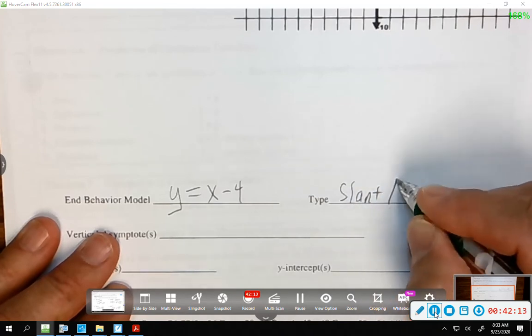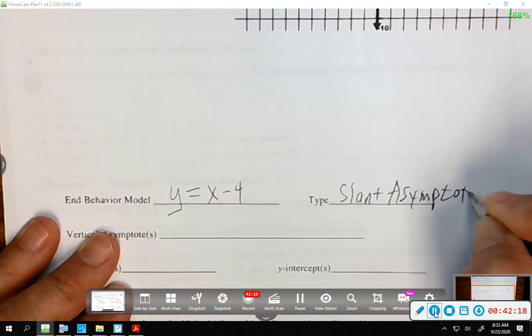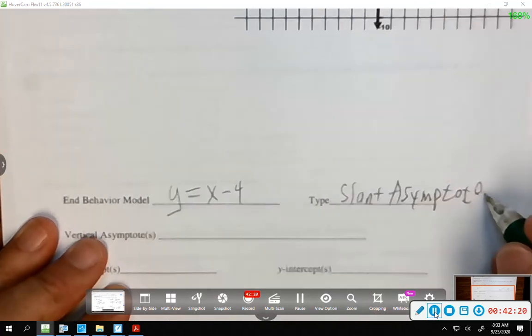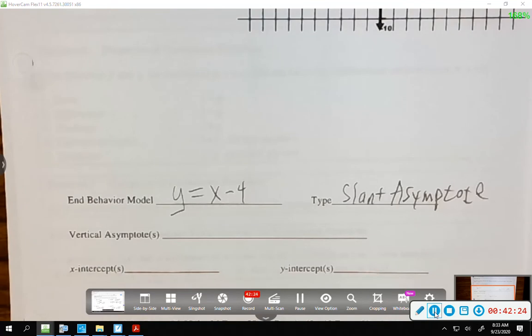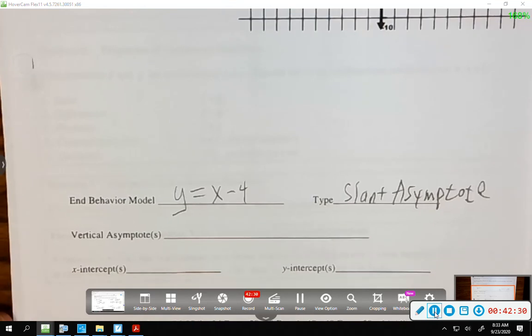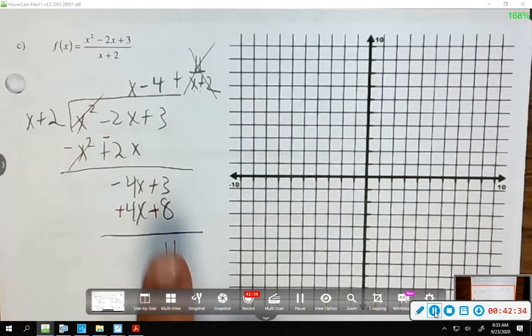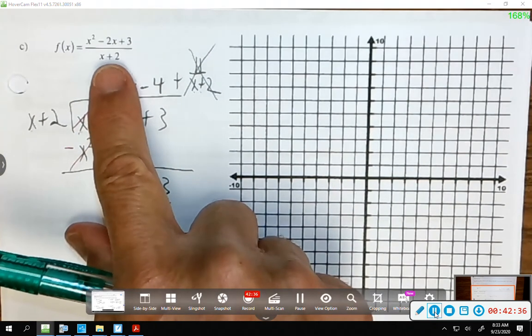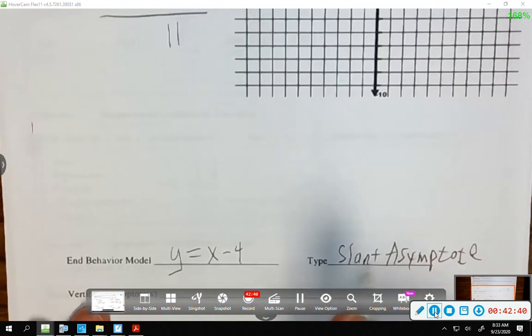I wish they would just call it a linear asymptote in pre-calculus, but you're more familiar with slant asymptote terminology. I just like linear because then we have parabolic and cubic, and we can just continue with that. Okay? So give everybody a chance to write that down. Vertical asymptote. What value of x creates a 0 in the denominator? X equals negative 2. So I'm going to put that right here.